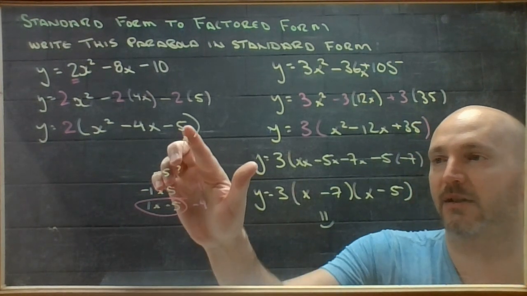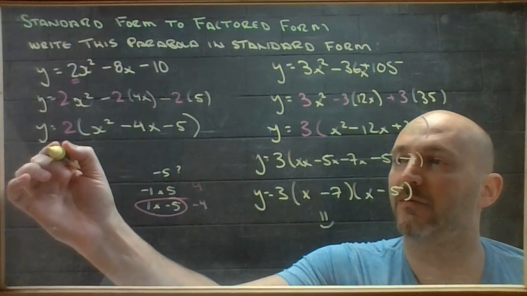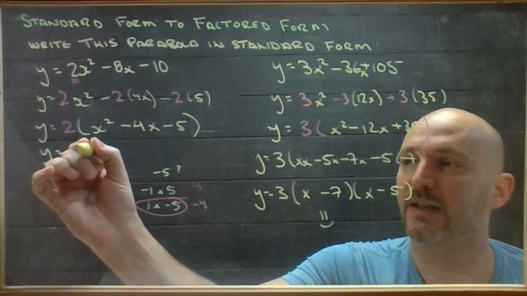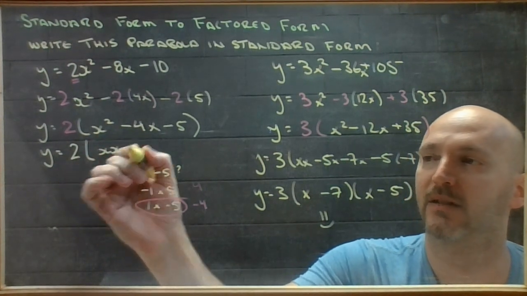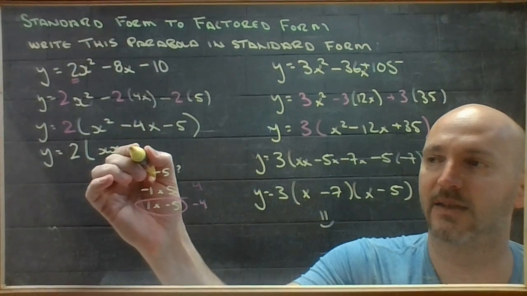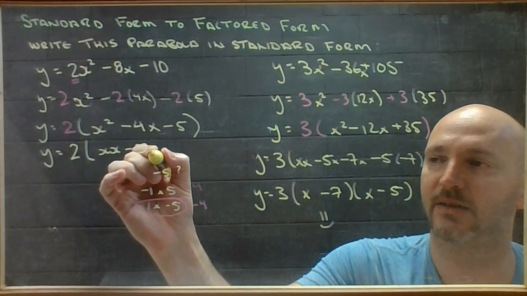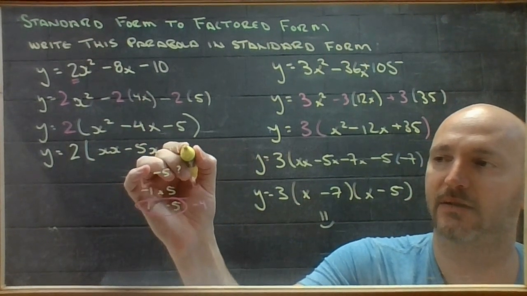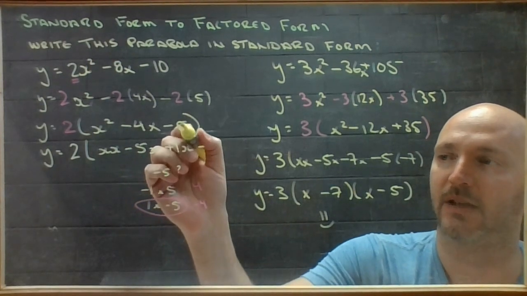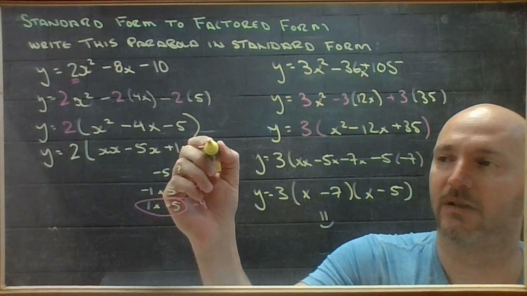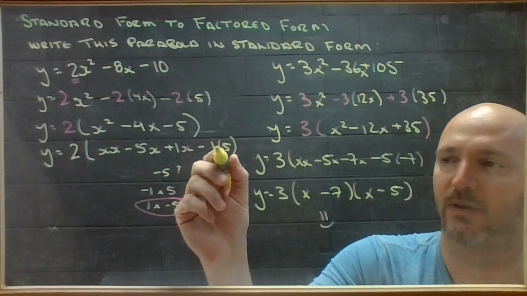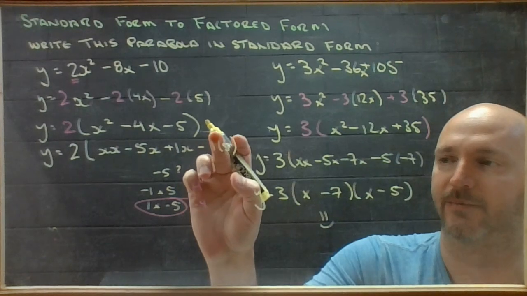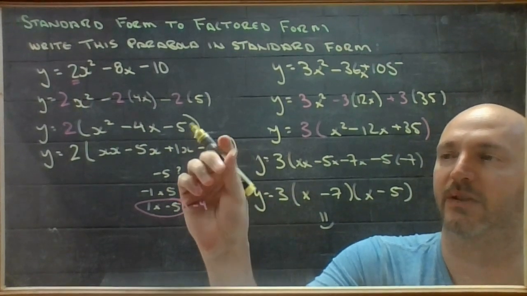So I'm going to take this expression here, leave the 2 in front. X squared is an x and an x. I'm going to split this as negative 5x and plus 1x. And that there will be 1 times 5, right? Negative 1. I guess you said the negative was in here.